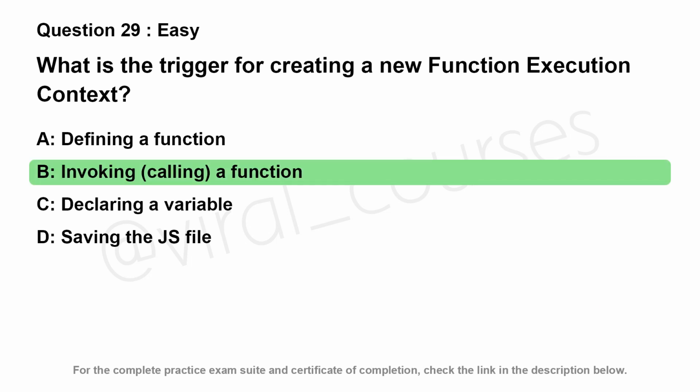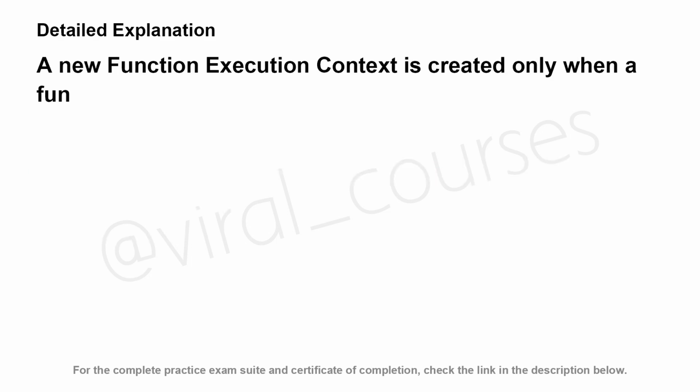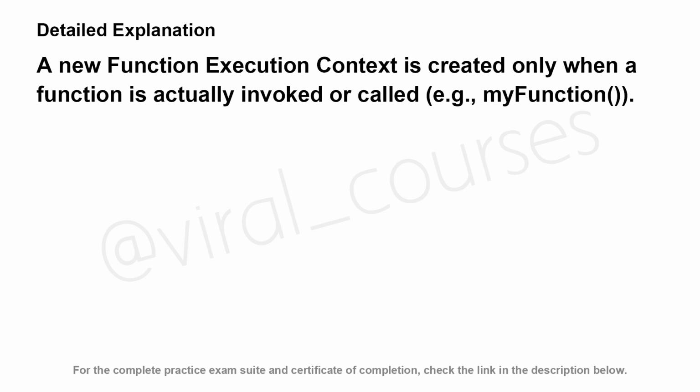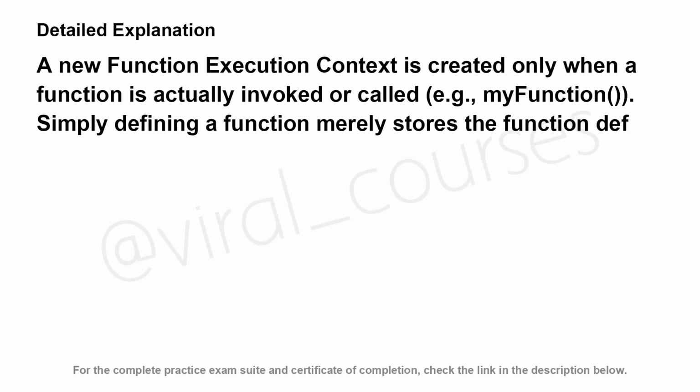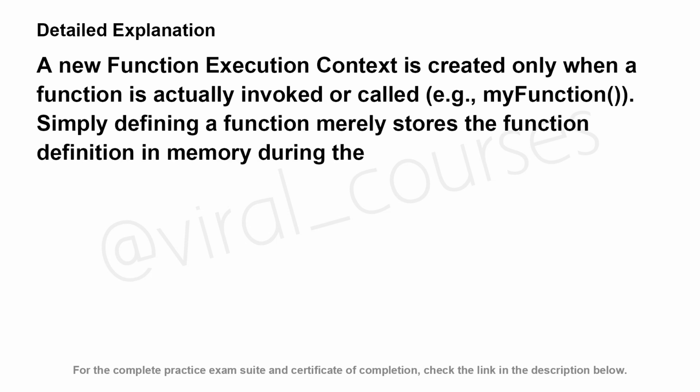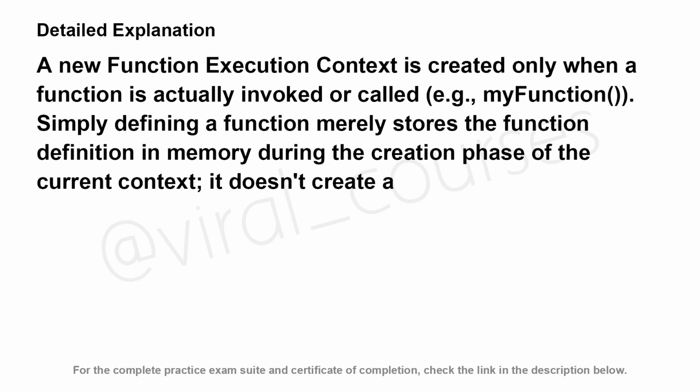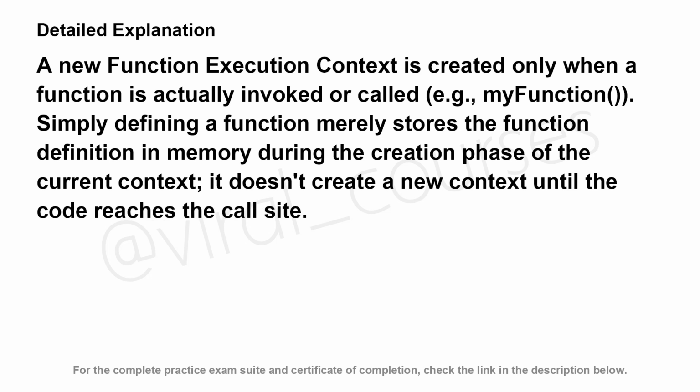The correct answer is B. A new function execution context is created only when a function is actually invoked or called, e.g., myFunction. Simply defining a function merely stores the function definition in memory during the creation phase of the current context. It doesn't create a new context until the code reaches the call site.